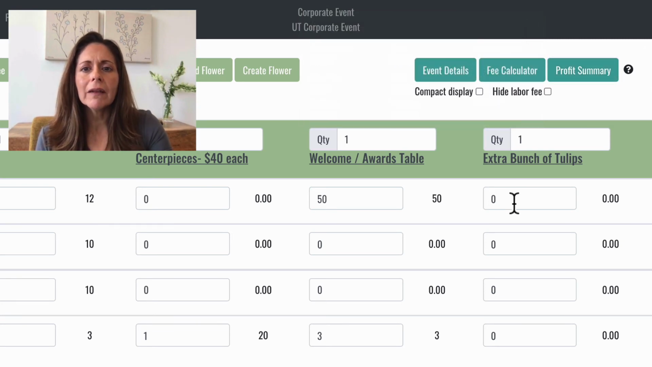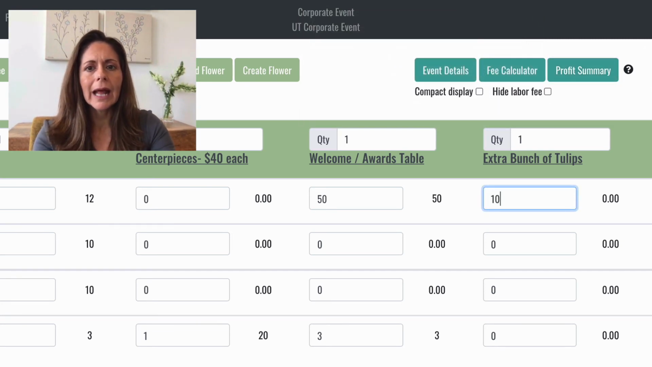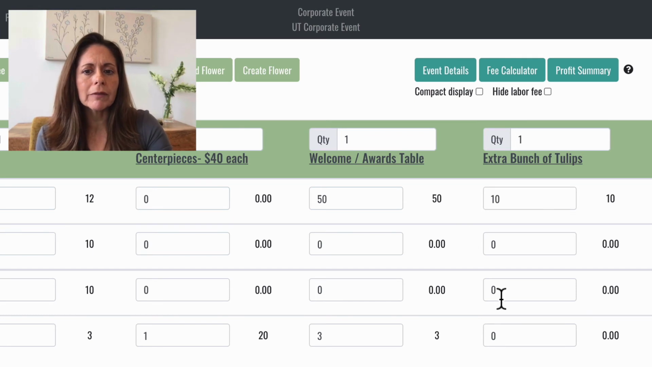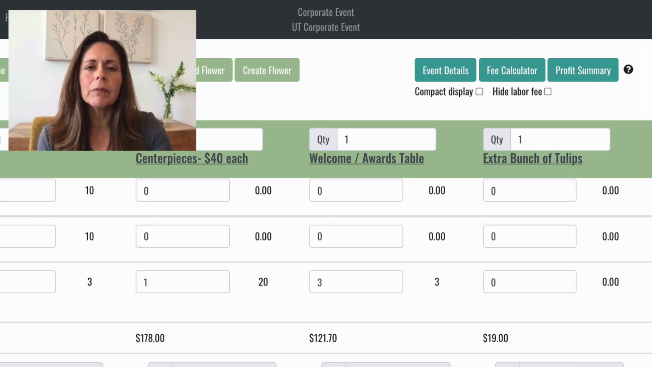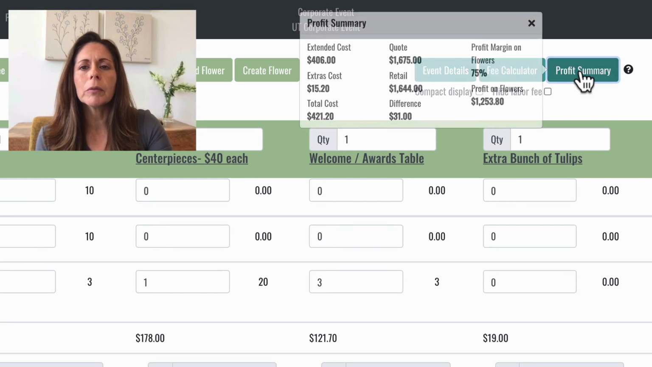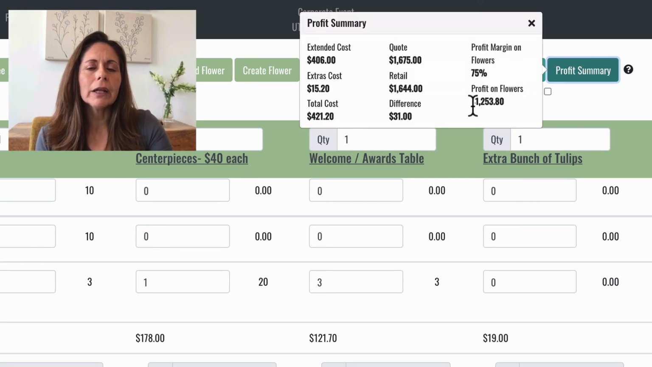And now if I add these flowers in and buy this extra bunch of tulips as a safety measure, making sure that I've got my zero in my quoted price, because I'm telling the system that I am not charging for this item, when I take a look at my profit summary, it is going to go ahead and update it. So I'm only making $1,253.80, but I'm making a profit margin of 75%. So I hope that makes sense to y'all.